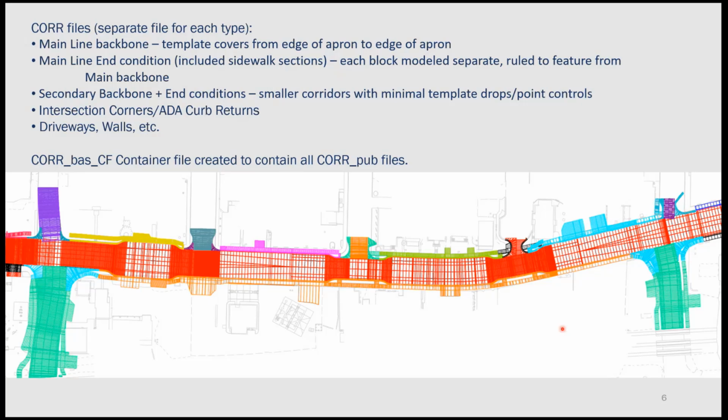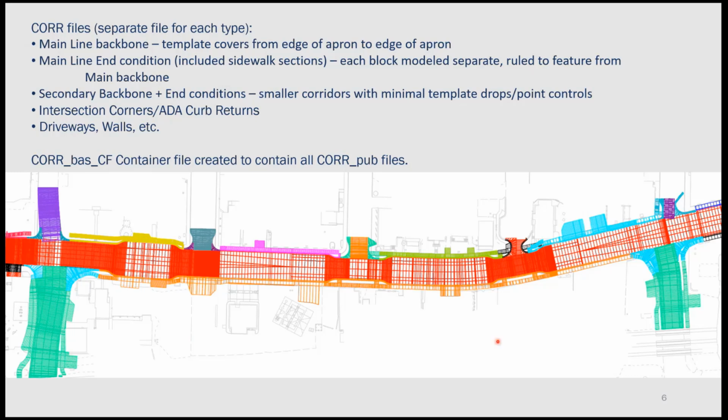Now, when it came to the side streets, you'll see two aqua colored, I guess, or weird green color. Those ones I was actually able to model in a full backbone and in condition scenario because they were smaller. The template drops were minimal. I maybe only had 10 or 15. I didn't have 30 or 40. They were pretty simple, separated sidewalks with maybe one or two driveways. And so these were able to be modeled in one continuous corridor.